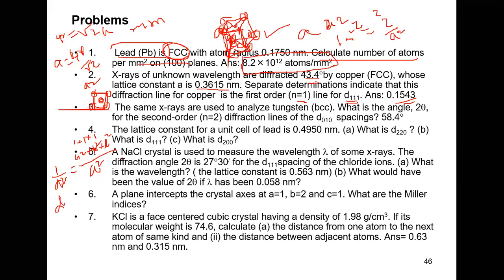Once you know d, then 2d sin theta equal to n lambda. And it is first order, value of n equal to 1. So lambda is 2d sin theta. You know d from here, and theta will be half of this angle, since this is 2 theta. Then you can calculate lambda. So that's the way.